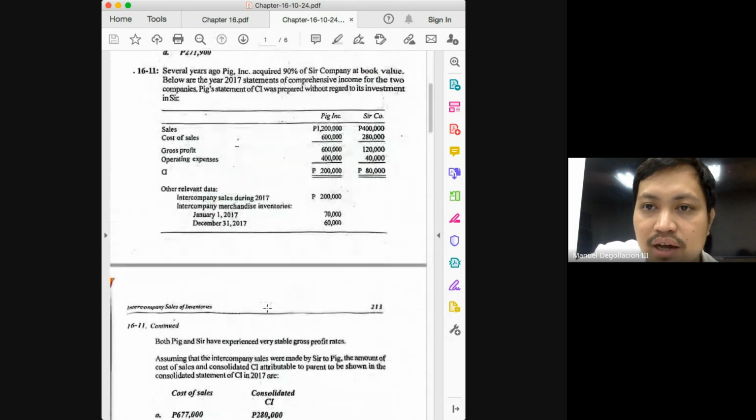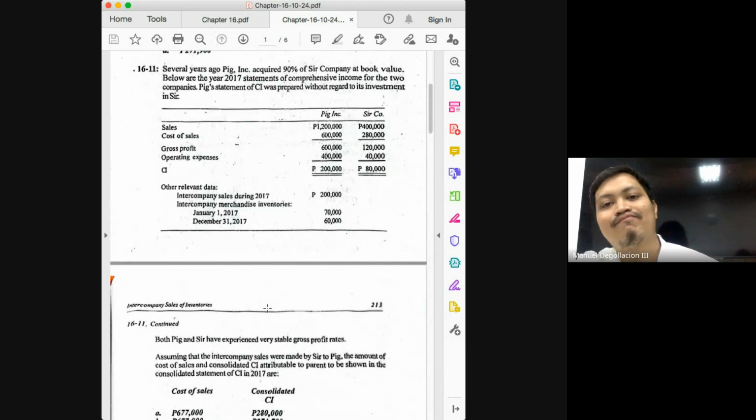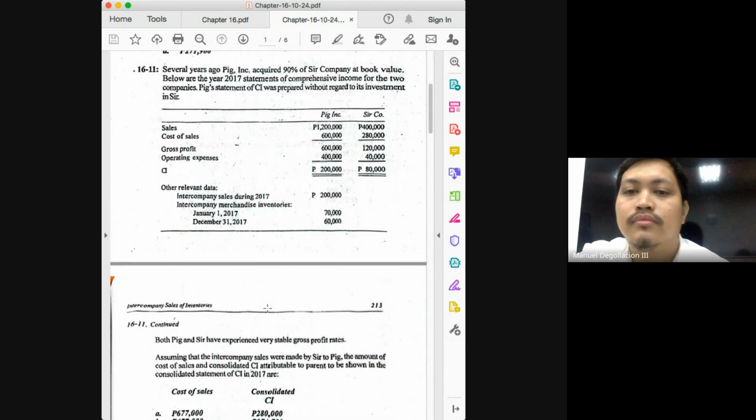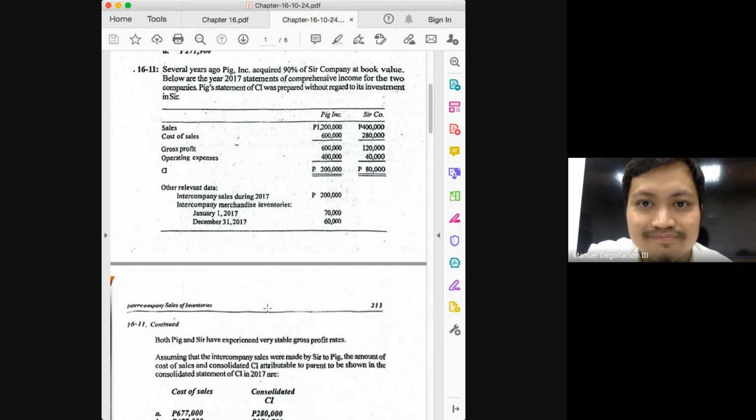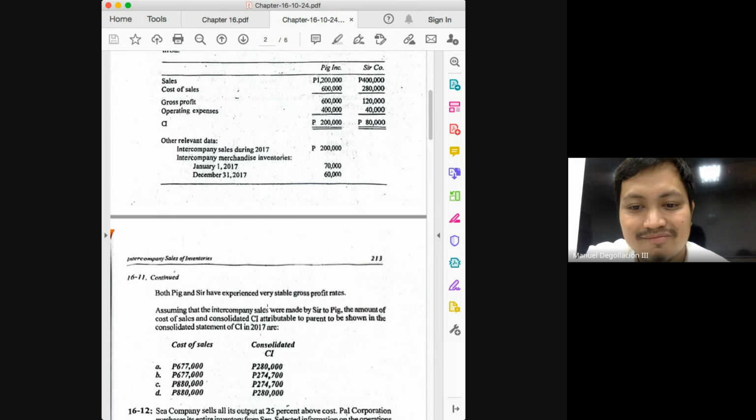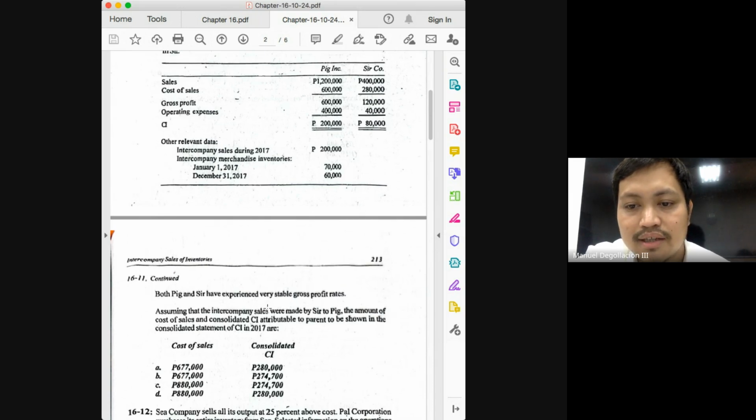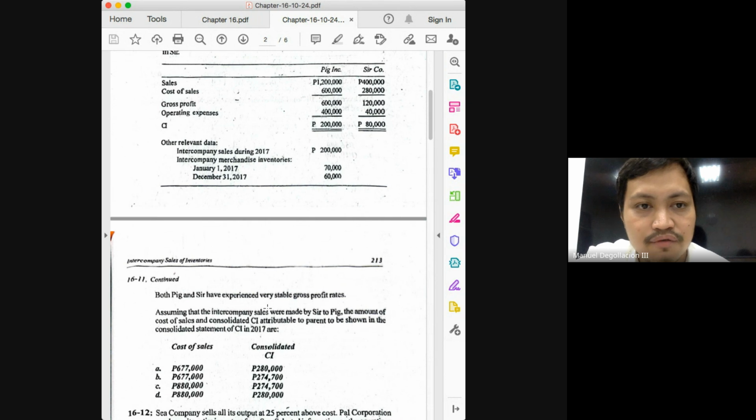Proceed to 16-11. What's the question in 16-11? Cost of sales in the consolidated comprehensive income.